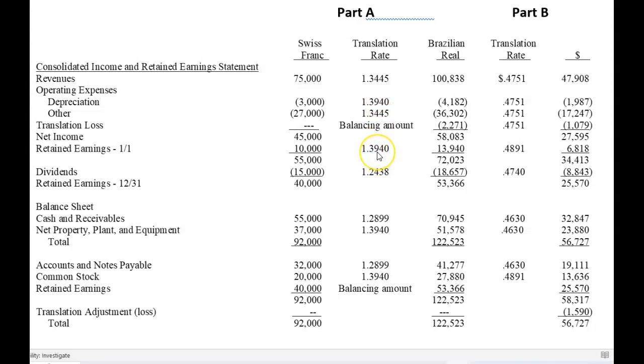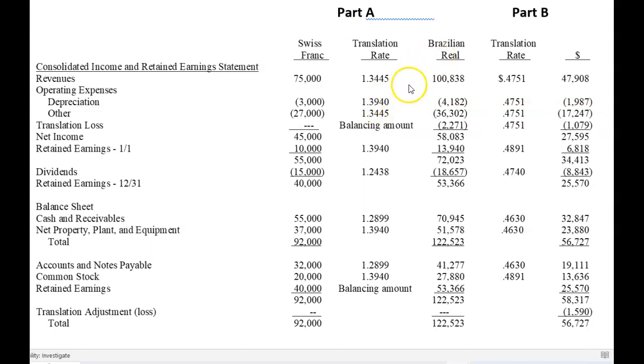Retained earnings beginning of the period, you use the January 1 rate. The dividends, you use the rate from the date where they were declared and paid. And then cash and receivables, you'll use the rate that is in effect at the end of the year, and the historical rate for property, plant, and equipment when we remeasure. And you notice up here for the depreciation, it was that same rate.